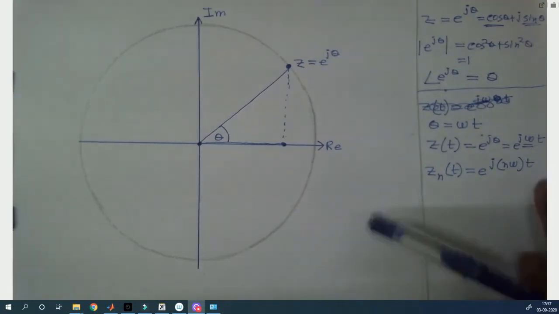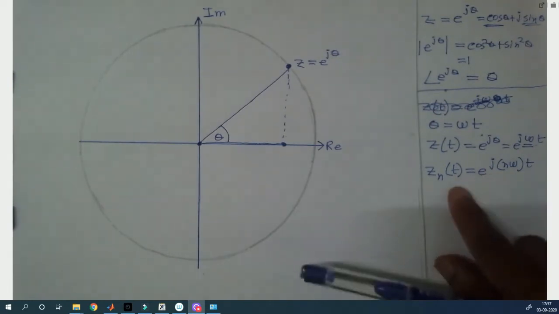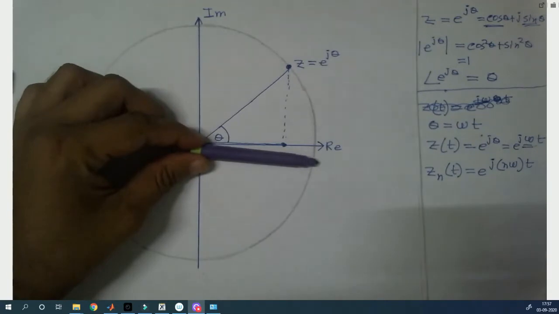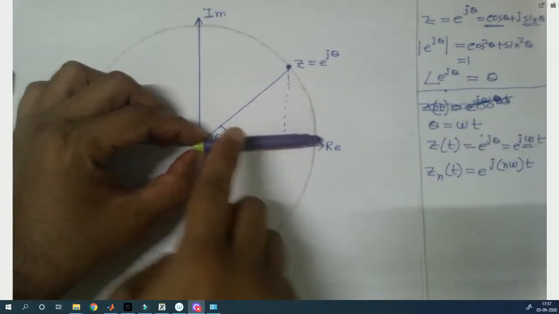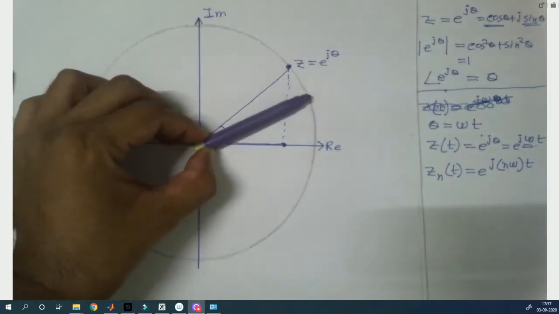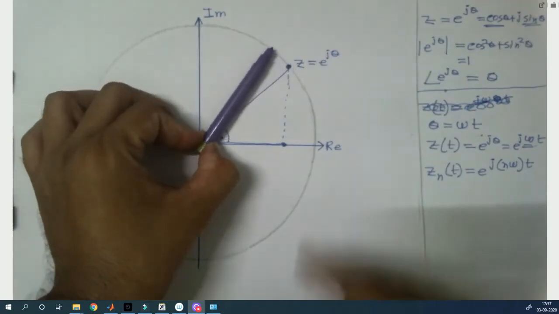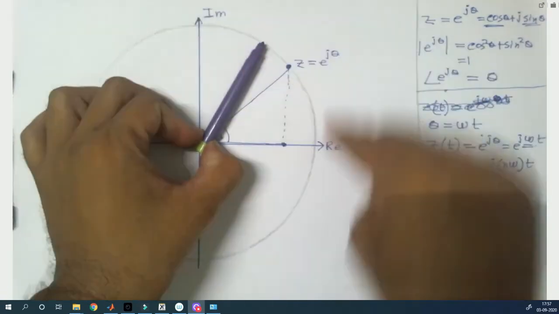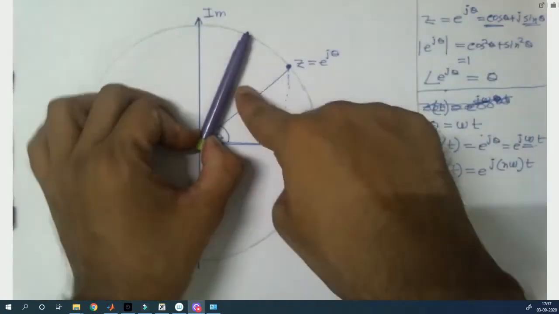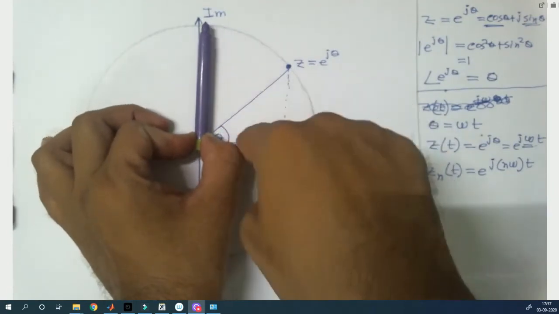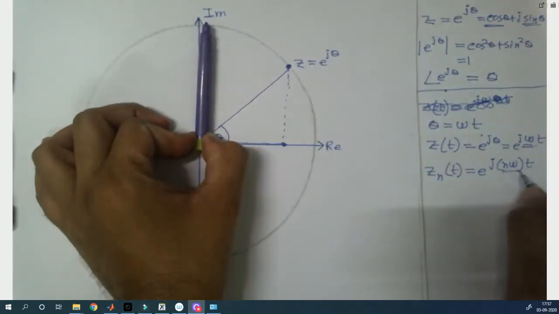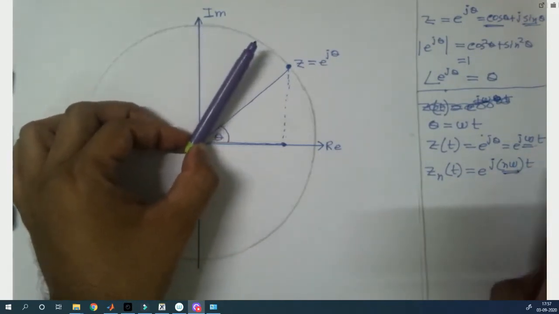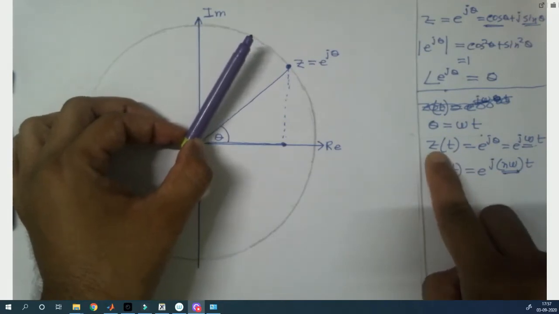Now consider another complex function of time, z_n(t), given as e to the power j n omega t. Once again, this point will move in the complex plane as time changes. It will start from this position and then it will rotate counterclockwise with the locus of the point always on the unit circle, and the speed of rotation will be equal to n omega. That means n times larger than the speed of z.